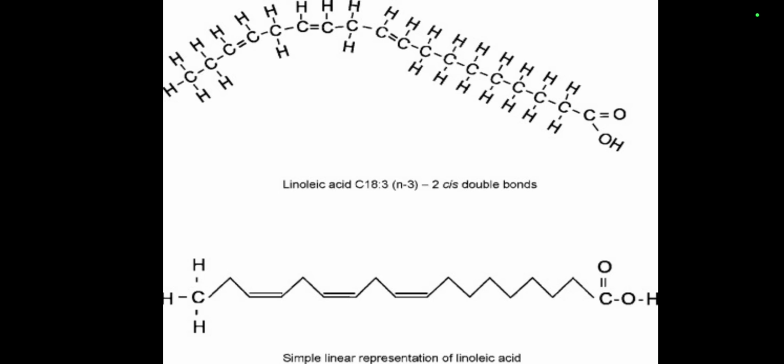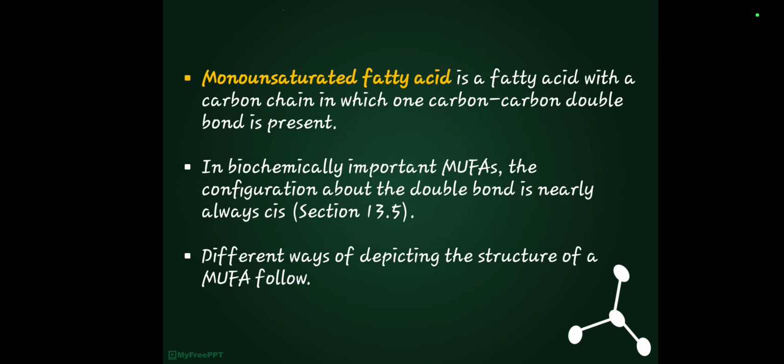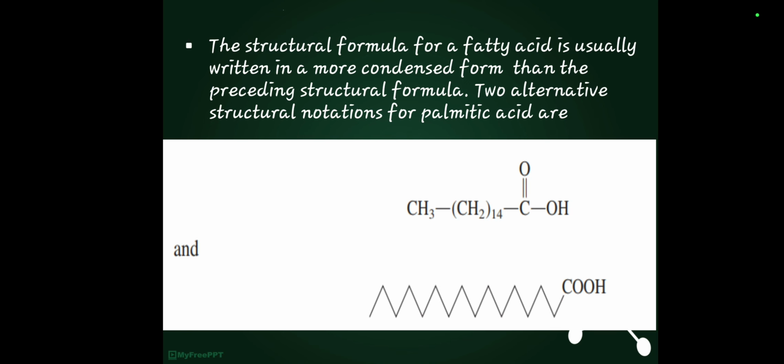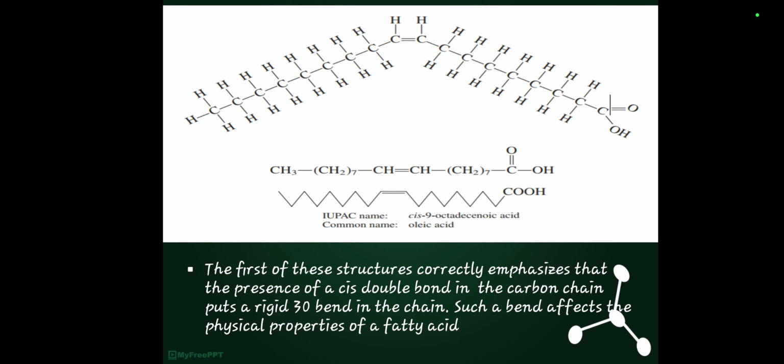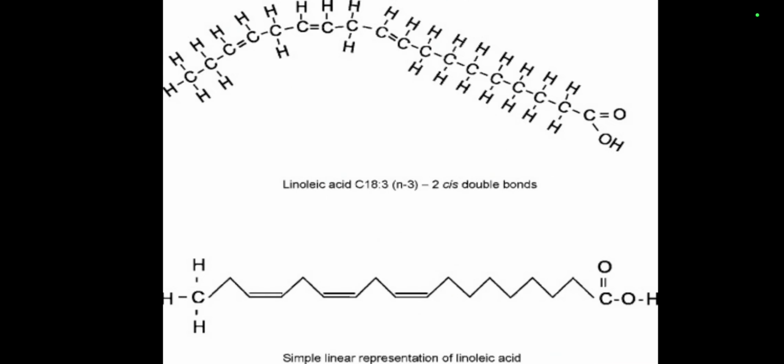Always remember that mono consists of 1 double bond. When we say poly, it consists of two or more double bonds. And when we say saturated fatty acid, it consists of only single bonds. Sorry. Okay? So that makes the saturated fatty acid differ from monounsaturated fatty acid and polyunsaturated fatty acid.